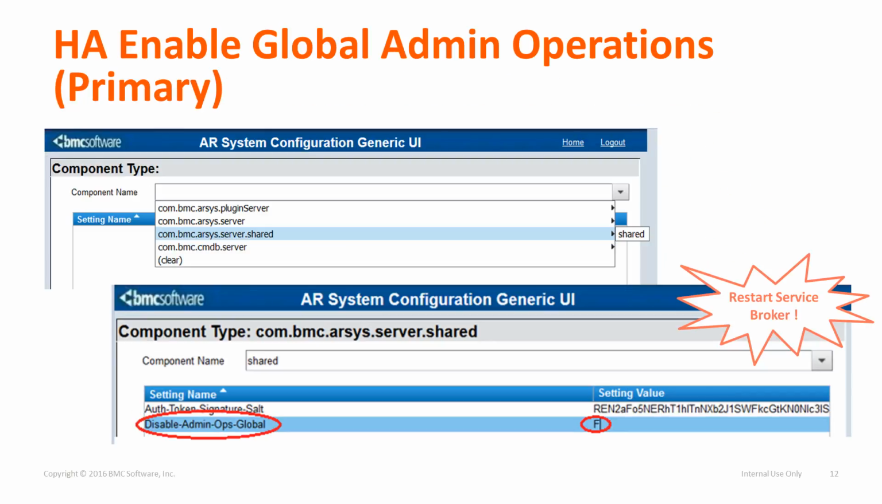Once that's done, I need to proceed to enable global admin operations. And this is simply done by selecting the AOR system GUI and then just ticking shared. And then once I tick shared, I need to manually enter the value of disable-admin-ops global, which is circled here, and just set that to false. And of course, once these configuration changes have been made, I'll need to restart Service Broker by doing an AOR controller restart.